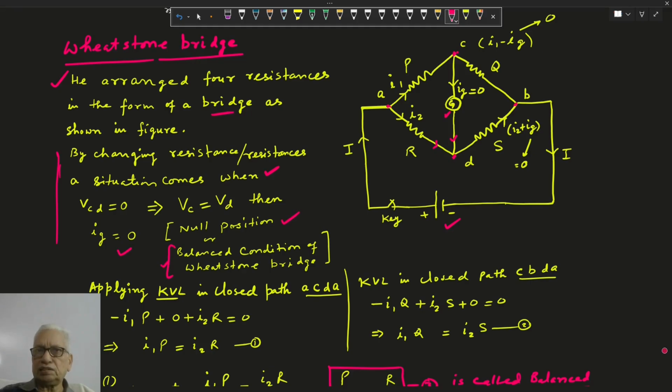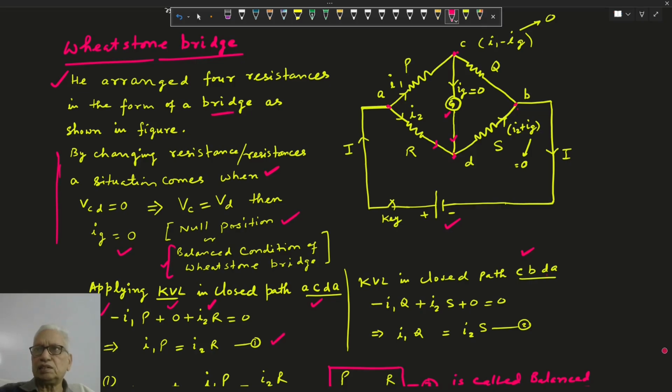In the balance condition, we are applying Kirchhoff's voltage law in the closed paths A, C, D, A and C, B, D, C. In this path A, C, D, A, in the direction of current I1 there is a drop I1 P, and here it is 0. From D to A, in the opposite direction of current, there is a rise I2 R. It will give you I1 P equal to I2 R, given by equation 1.